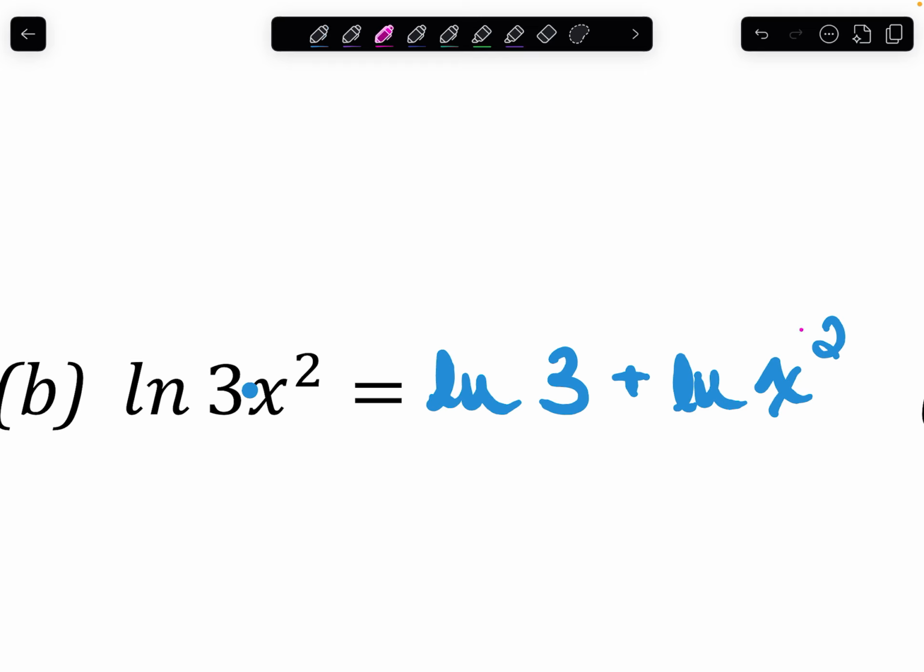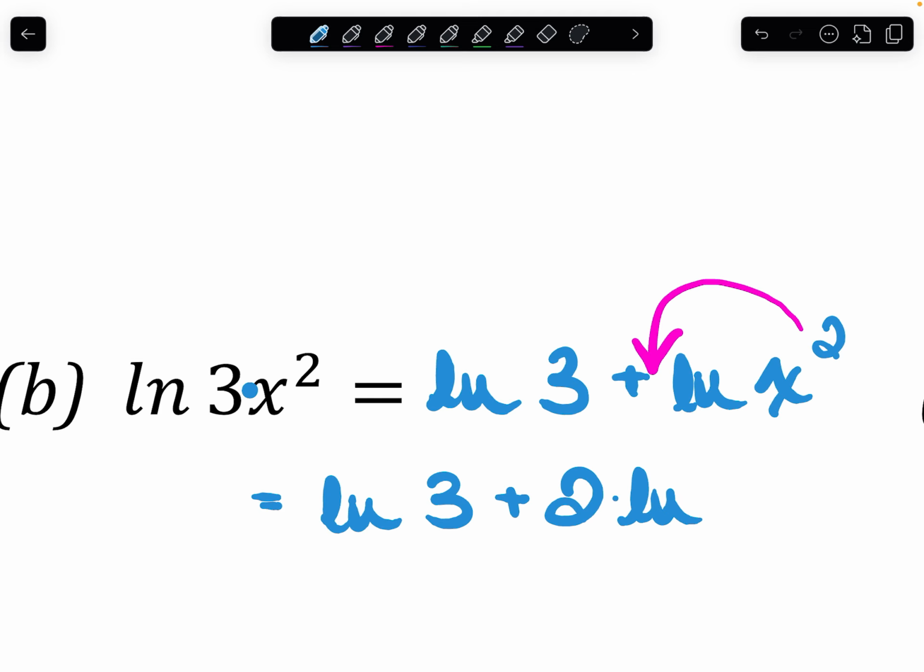Then once you're comfortable enough, if you want, you could move that all in one step. But you want to make sure you understand that 2 does not go to the front first. This is the natural log of 3 plus 2 times the natural log of x. So be careful with that.